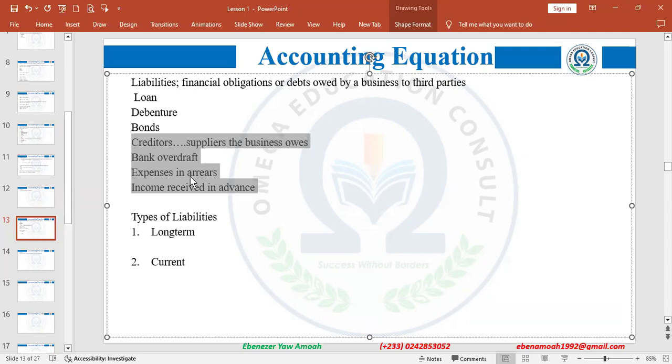And then expenses in arrears. If you are owing your landlord for rent, you would have to pay. You can't wait for years. But bank loans take a longer period, sometimes 7 years, 6 years, 5 years, etc. So that's the distinction between the long-term liabilities and current liabilities.